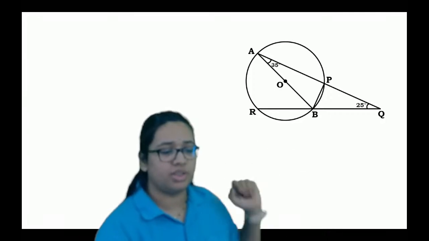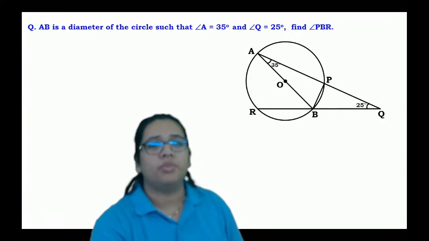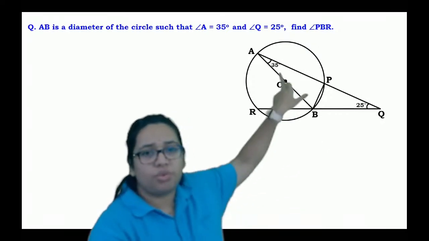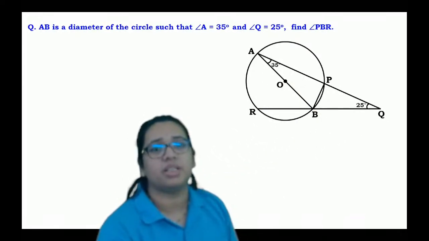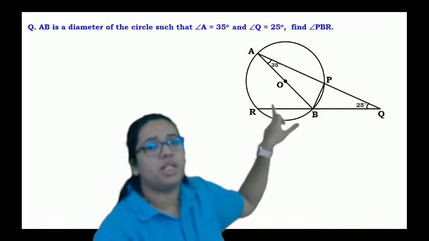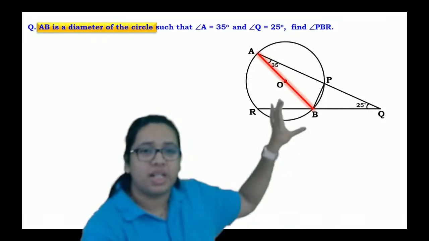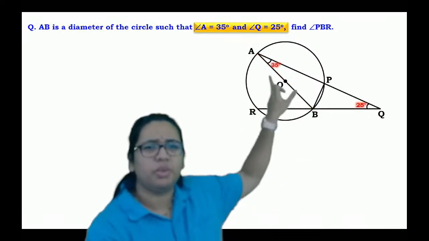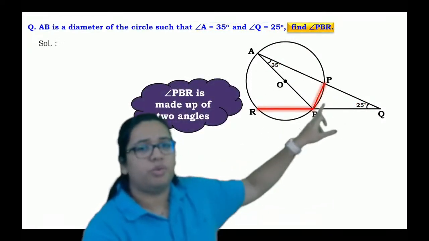Okay, we'll just try to solve this question here. We have such a circle where AB is a diameter of the circle such that the measure of angle A is given as 35, and the measure of angle Q is given as 25. Then we have to find the value of PBR. As AB is a diameter of the circle, the measure of A will be 35, the measure of Q will be 25. We have to find out this angle.